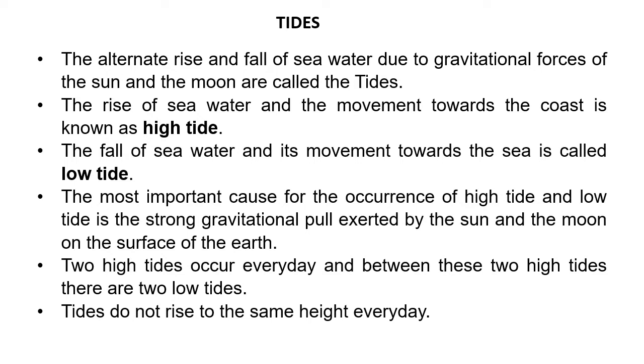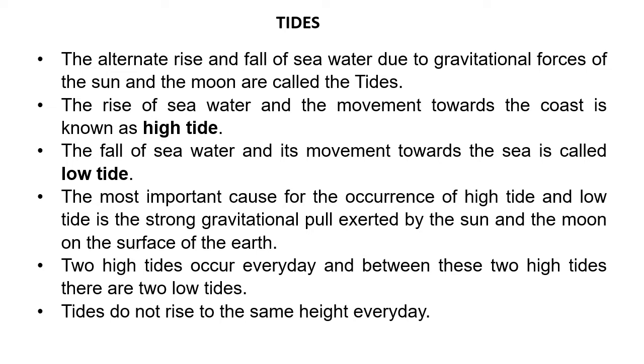Now coming to tides. Next, circulation tides. The alternate rise and fall of seawater due to the gravitational forces of the sun and the moon are called the tides. And you know that the rise of seawater and its movement towards the coast is called high tide. And the fall of seawater and its movement towards the sea.